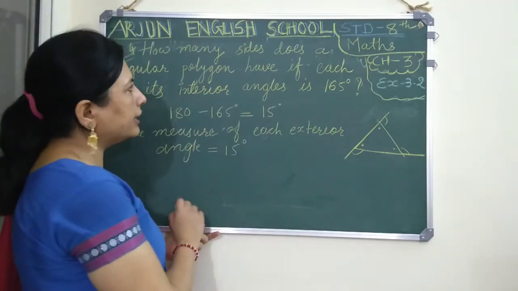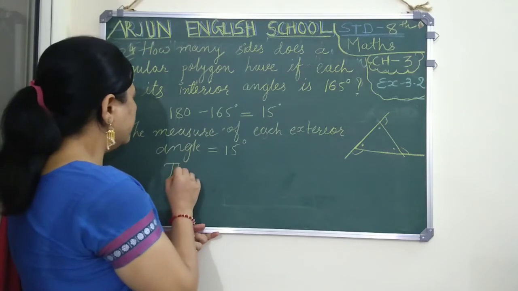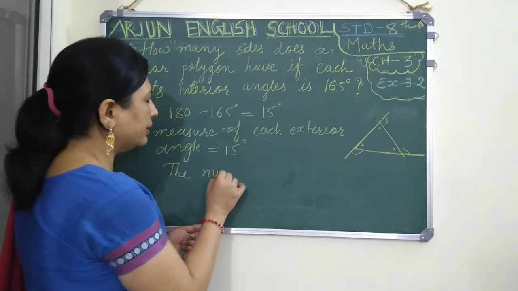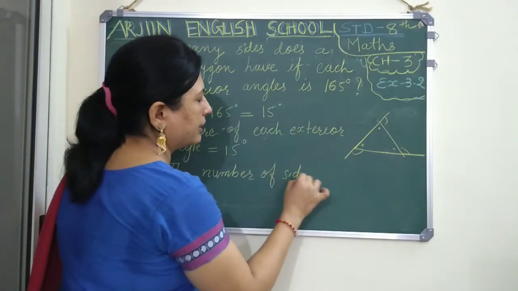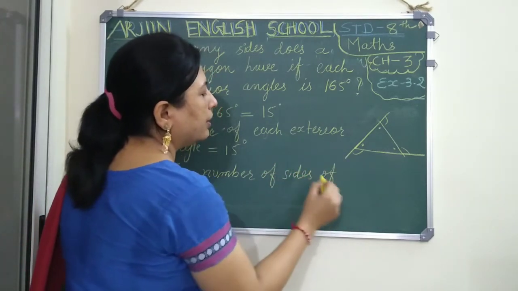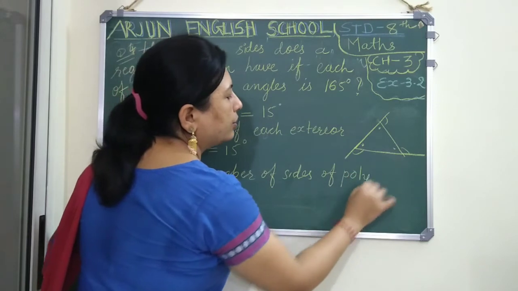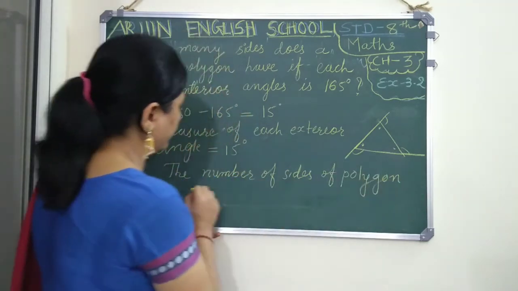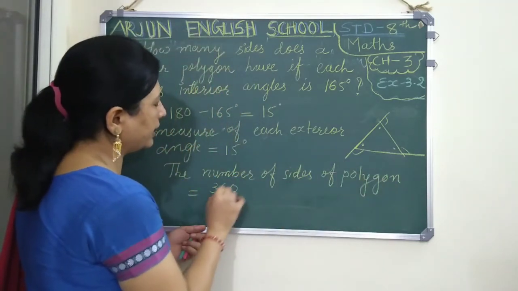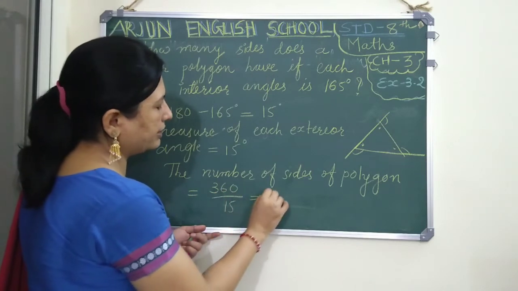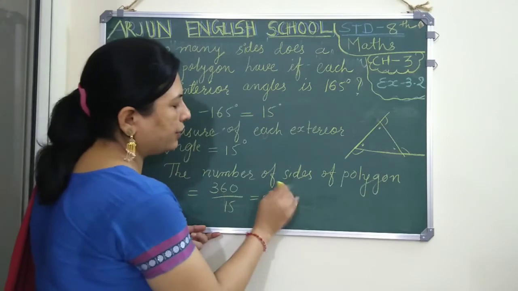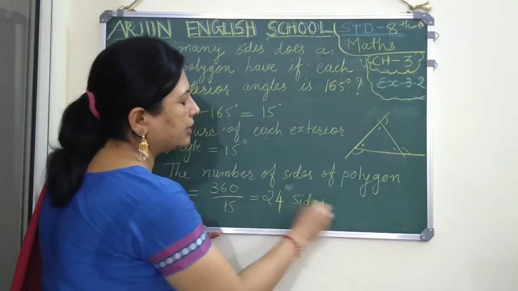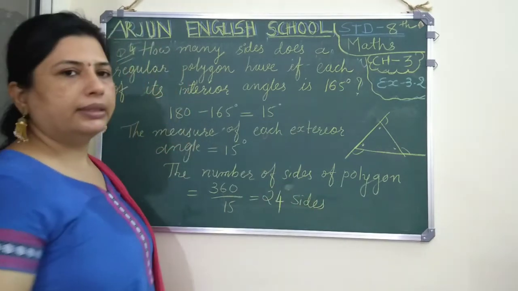So we can write here like that the number of sides of polygon is equal to 360 divided by 15, that is 24. That means 24 sides are there.